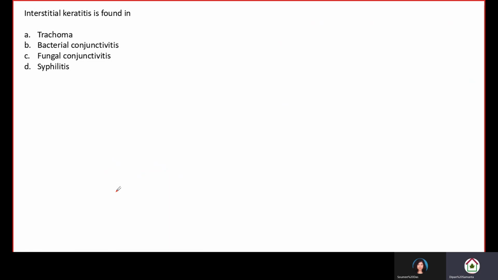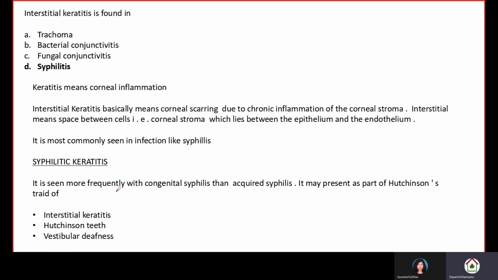Okay, next. Interstitial keratitis is found in trachoma, bacterial conjunctivitis, fungal conjunctivitis, syphilis. Interstitial keratitis is found in syphilis, syphilitic keratitis actually. Keratitis simply means corneal inflammation. So what does interstitial keratitis basically mean? Corneal scarring due to chronic inflammation of the corneal stroma.